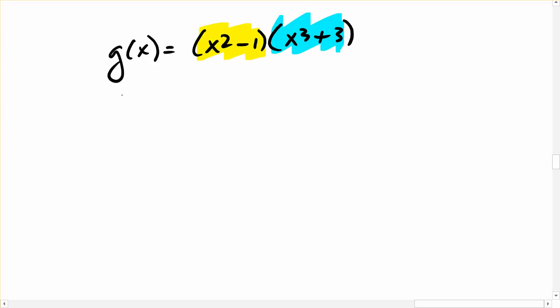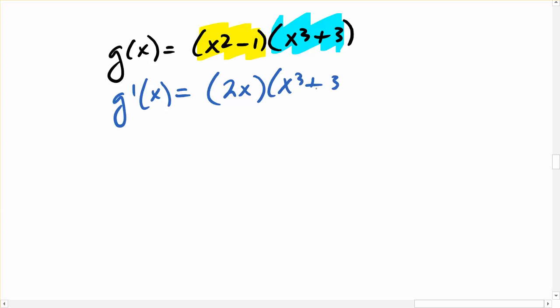Well, the product rule tells us that g prime of x is going to be, what's the derivative of the first? 2x. 2x times the second plus the first times the derivative of the second. What's that? 3x. Done. That's it.